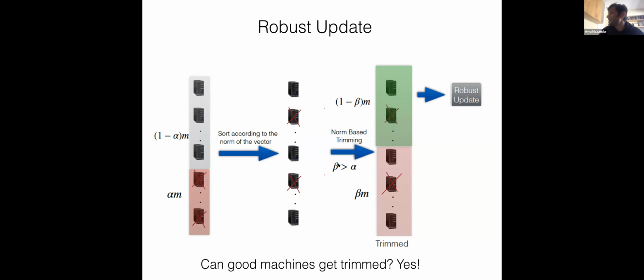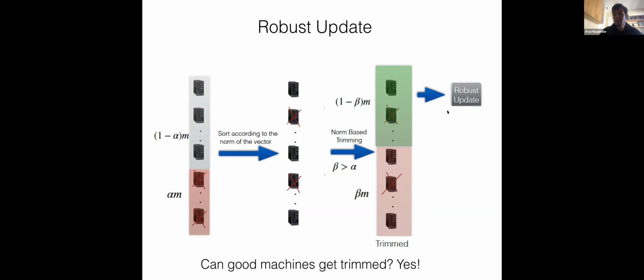So I have beta, which is a number between 0 and 1 and strictly greater than alpha. I'm going to discard beta M of those gradients, and whatever is left, 1 minus beta times M, I'm just going to aggregate the gradients over there. Now, since I have just sorted by the norm, can good machines get trimmed? Yes, that can happen. And some bad values can be aggregated over here. Whatever we have here, we are calling a robust update.